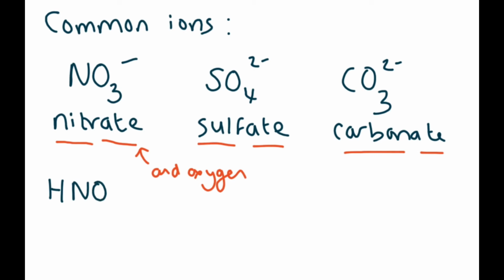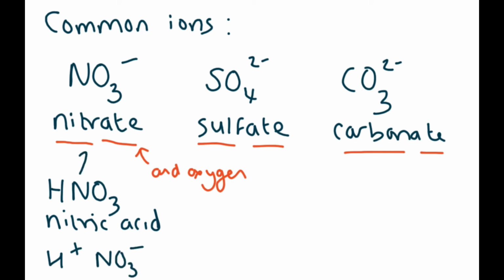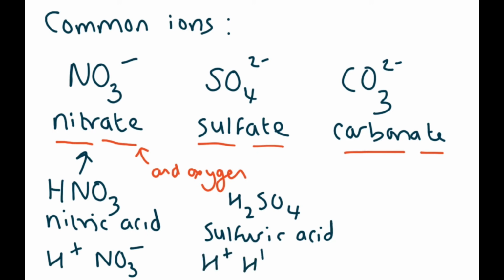So we have got nitric acid, which is an acid you need to know the formula of. And you've got H+ and NO3-. So it's derived from nitric acid. Then you've got sulfate. That's derived from sulfuric acid, H2SO4. So you have the 2 H+ and the sulfate ion.